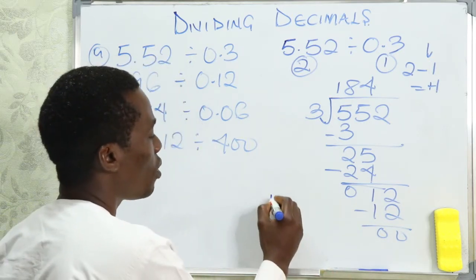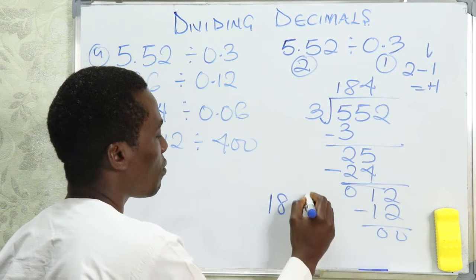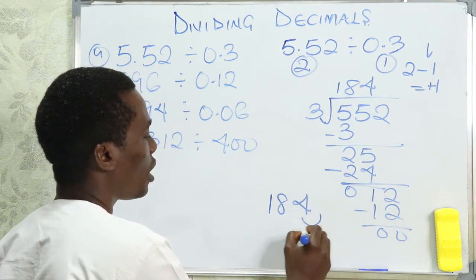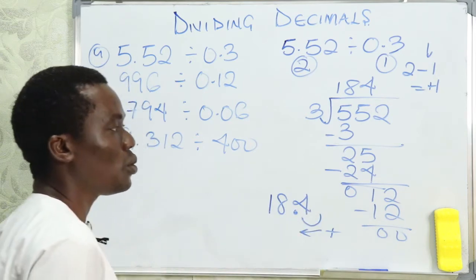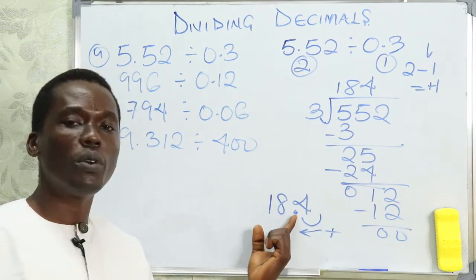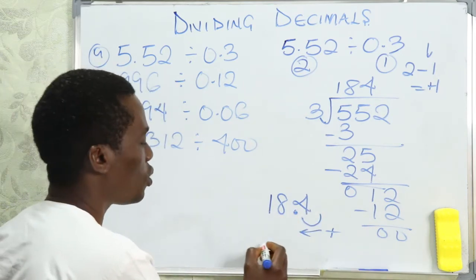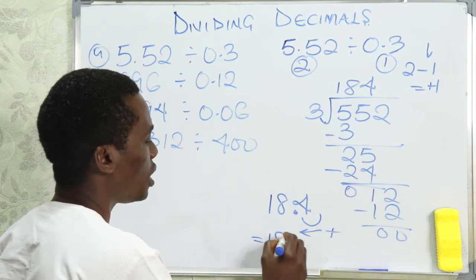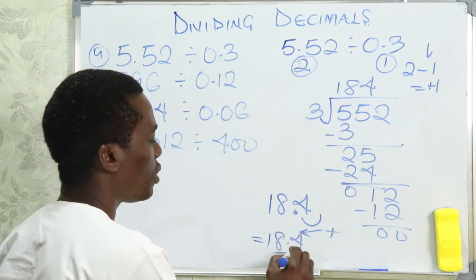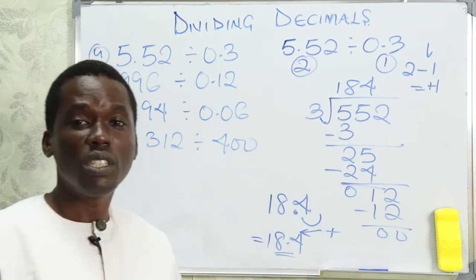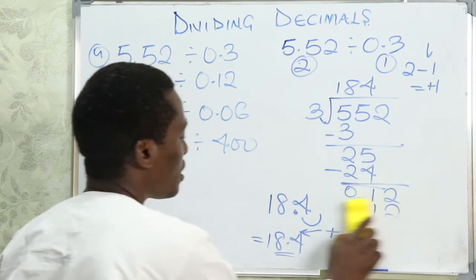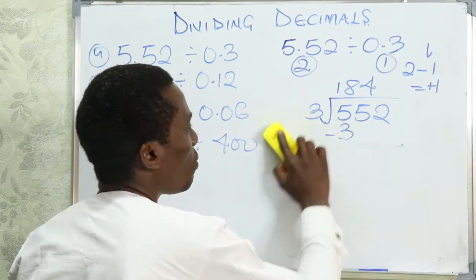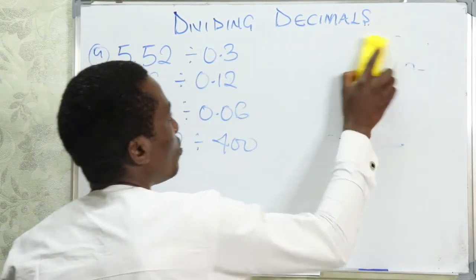So we have 184. We'll count this way, which is counting for positive, and the decimal point will be here, because after the decimal point you should have 1 number. So the result will be what? 18.4. So you see, it's very easy. Now let's look at another example to help you get the mastery of this.